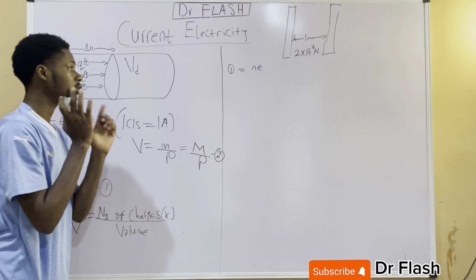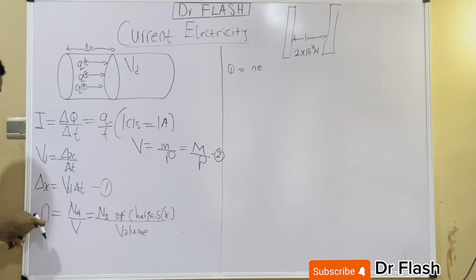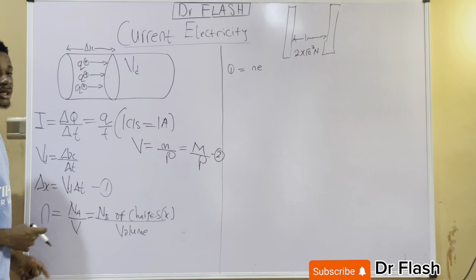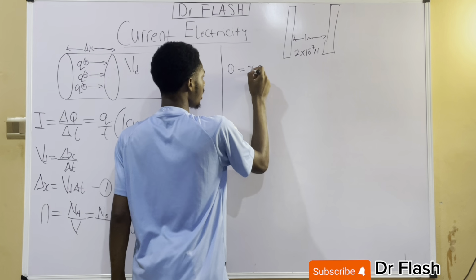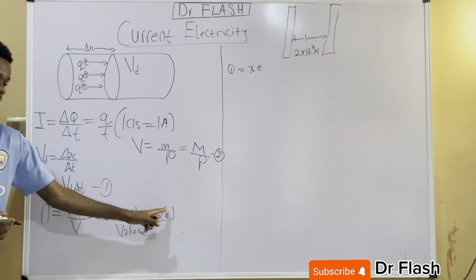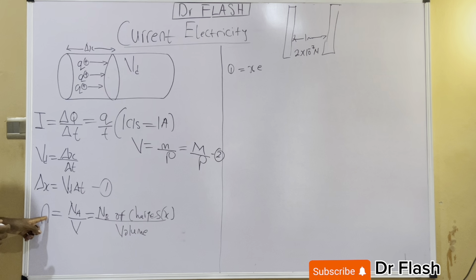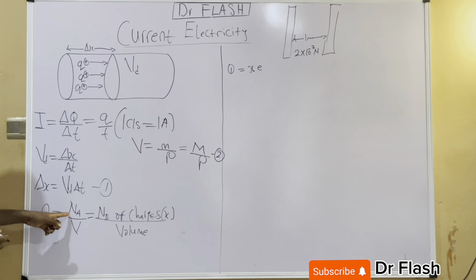If you are dealing with static electricity, you can make use of just N, because N will not represent the number of charges per volume. But since we already represented N as the number of charges per volume, let's represent the number of charges with X. So I can now say that Q is equal to XE, where X is the number of charges. So if the number of charges per volume is equal to NA over V, and is equal to n, we can then make use of some substitution.